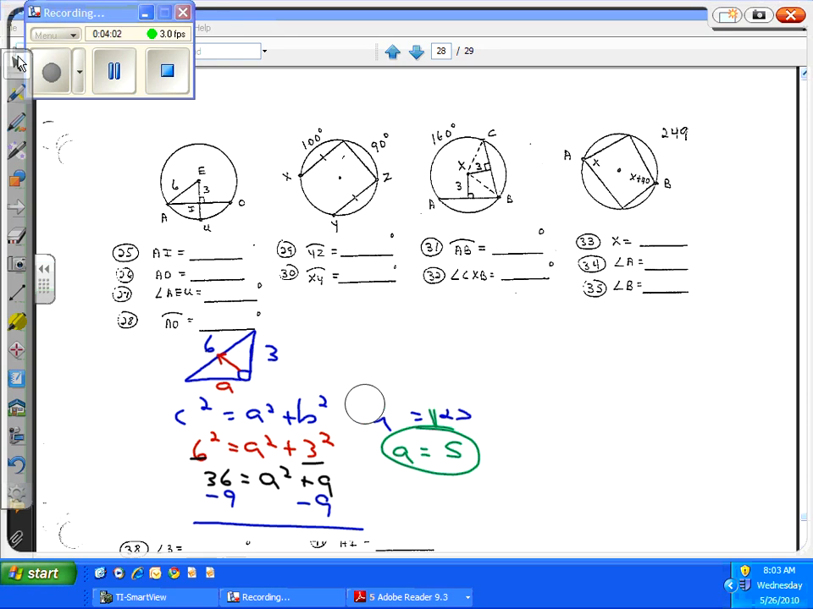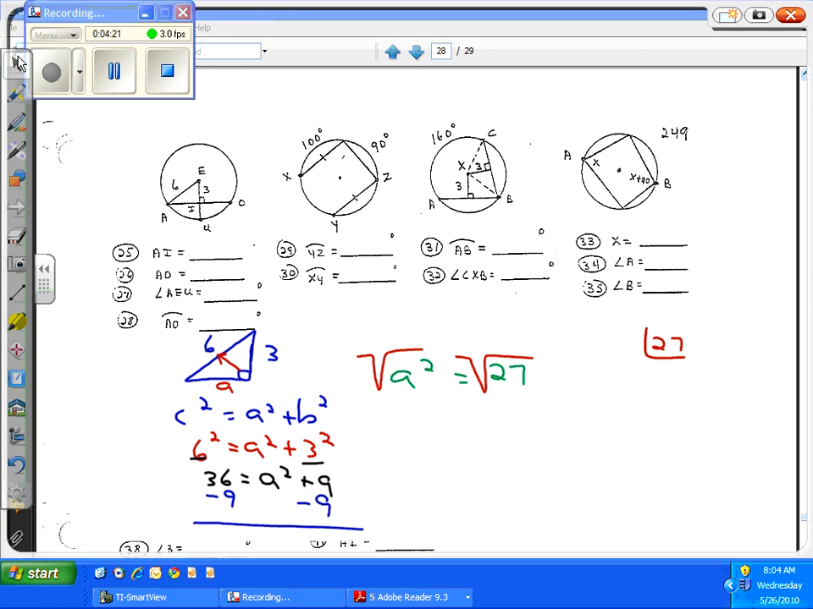I messed up. Sorry about that. 36 minus 9 is 27. How about that? So we get A squared is equal to 27. We're going to get rid of the square with the square root. The square root of 27, we have to break it down. Divided by 3 is 9. Divided by 3 is 3.